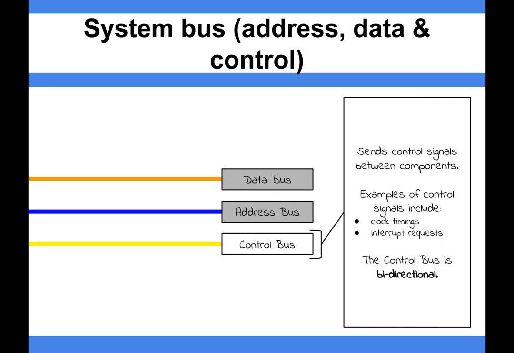You've then got the control bus. This is bi-directional, so it sends control signals between components. Examples of control signals include things like interrupt requests, which we've previously mentioned in some other videos, and clock timings, which we've not actually mentioned yet, but it will be mentioned in lots of videos. And the control bus is bi-directional. Now, that's them as a concept.